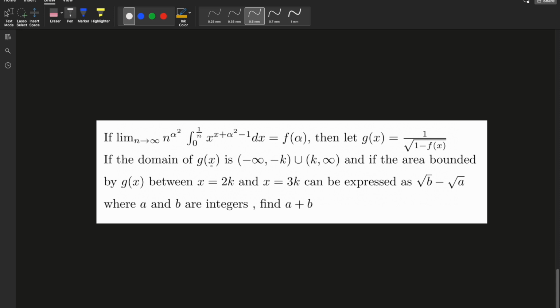Now if the domain of g of x is minus infinity to minus k union k to infinity, and if the area bounded by g of x between x is equal to 2k and x is equal to 3k can be expressed as root of b minus root of a, where a and b are integers, then find a plus b. Now this may seem tough at first, but trust me, if you go step by step, it will be easy and you will be able to solve it.